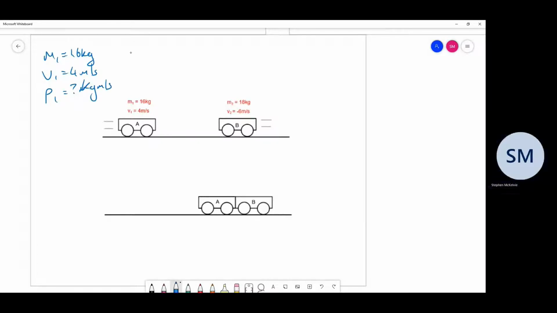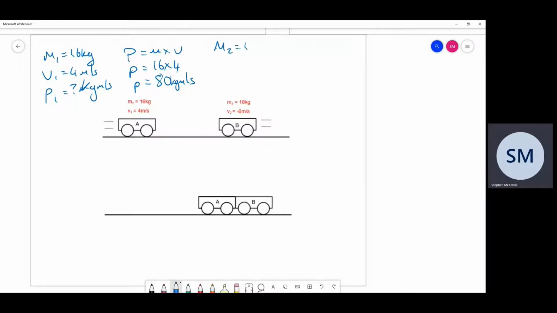Yeah, that's fine. Okay, so momentum is equal to mass times velocity. Momentum is equal to 16 times 4. Doing this in the calculator just in case I make a mistake, momentum is equal to 80 kilogram meters per second.